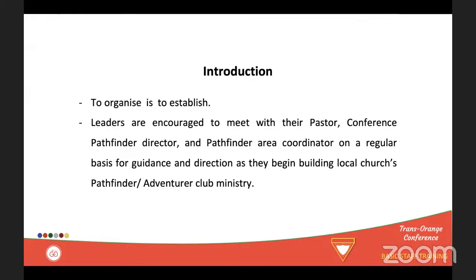Leaders are encouraged to meet with their pastor, their conference director, their Pathfinder area coordinator on a regular basis for guidance and direction as they begin building a local church Pathfinder or Adventurer Club ministry. So basically here, what it means is that for most probably for a church not to have a club, and now you have a vision, you want to start a club, there are children in the church, but nothing is happening. You will need someone who is going to guide you on what steps must be taken. You will need someone who's going to take you along what you need to do in order to make sure that you have got an established Pathfinder or Adventurer Club. Let's move to the next slide.